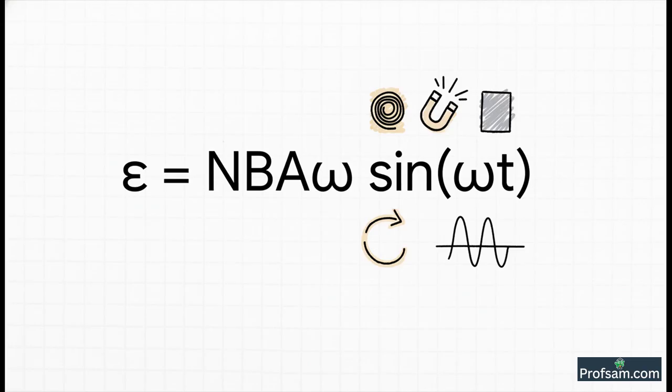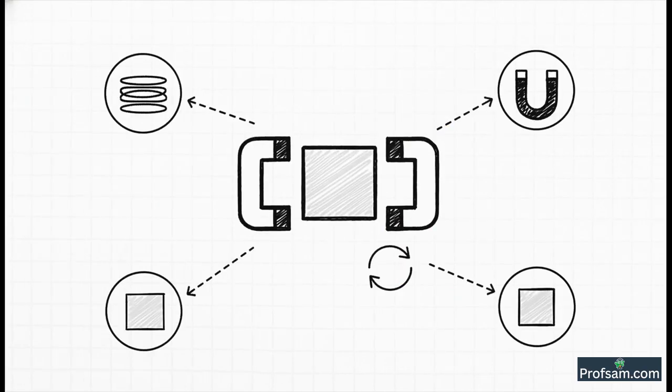And here it is, the formula that's going to win you marks. The instantaneous EMF, or epsilon, is equal to NBA omega sine of omega t. Let's quickly break that down. N is just the number of turns in the coil, B is the strength of the magnetic field, A is the area of the coil, and omega is how fast it's spinning. This one formula tells you the exact voltage at any given moment in time. Pretty powerful, isn't it?